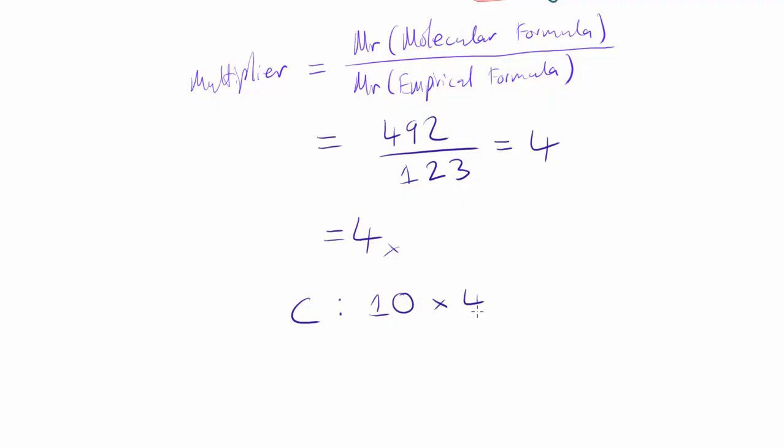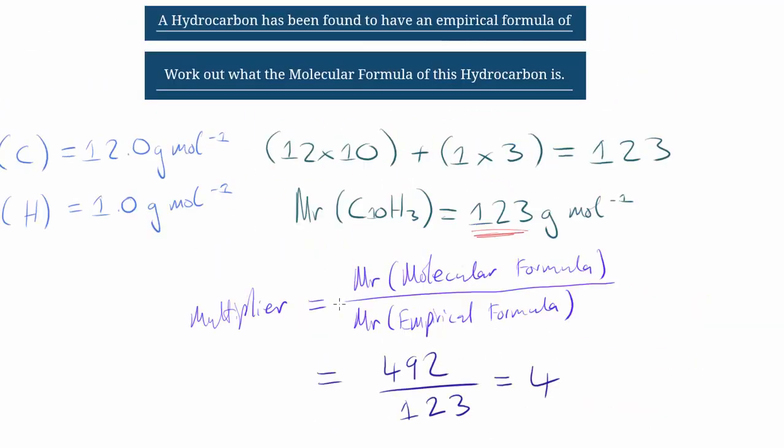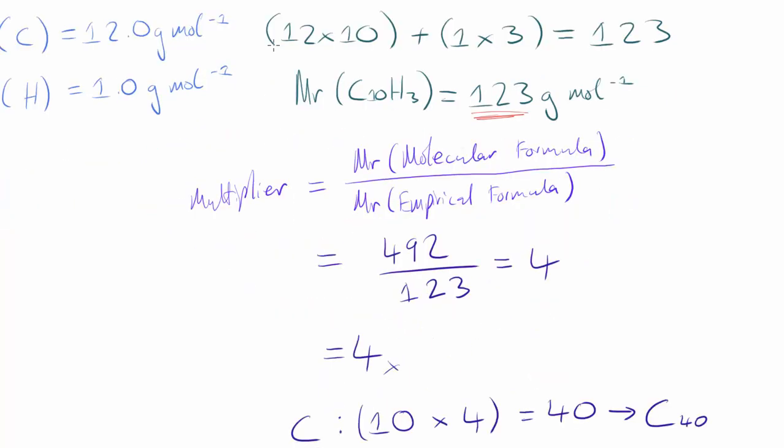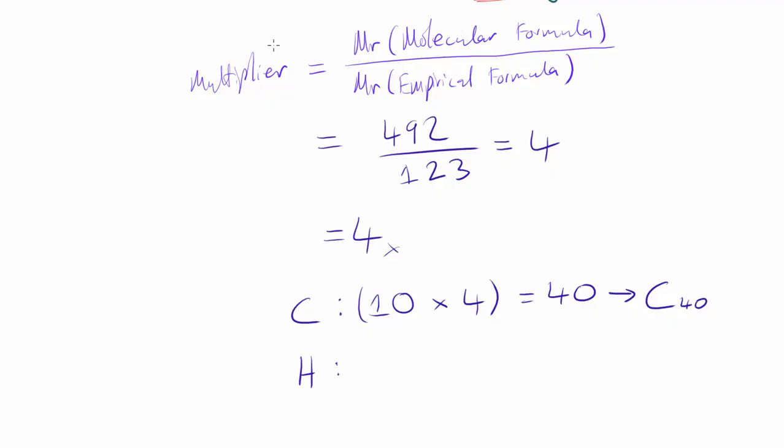we're going to multiply that by 4, right? And that gives us 40, and the indication there is that we're going to have effectively C40. If we now move on to hydrogen, we do more or less the same. For hydrogen, we've got a 3, so the associated numerical coefficient is 3, and we do 3 times 4. That gives us 12, so in association with the hydrogen, it's going to be H12.